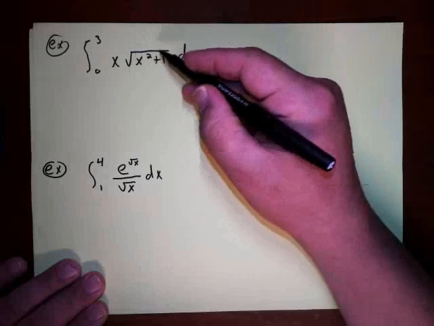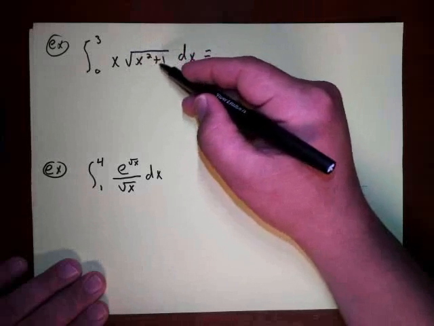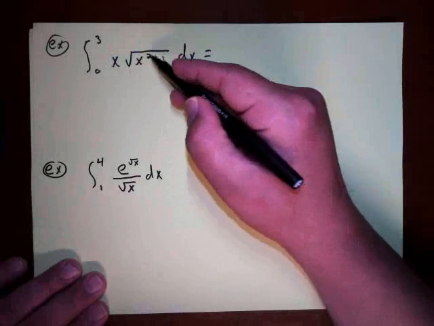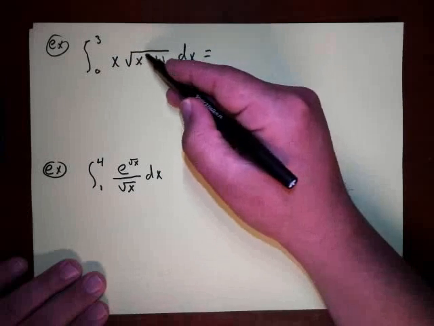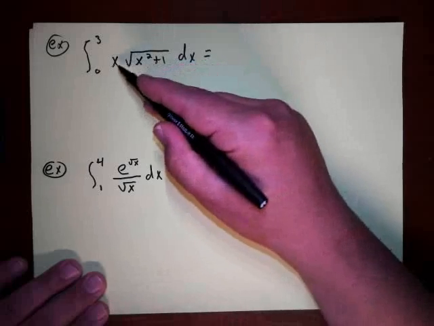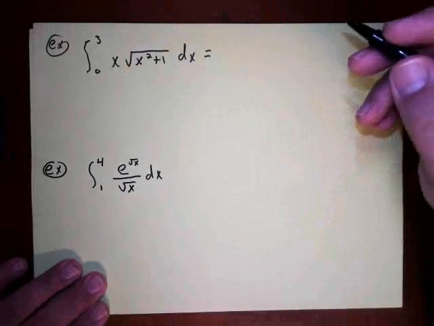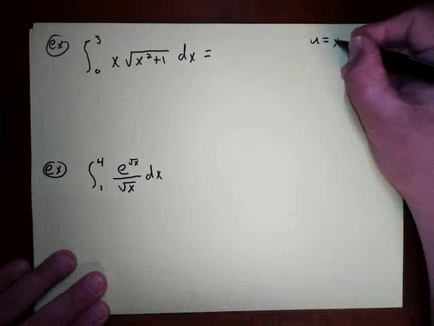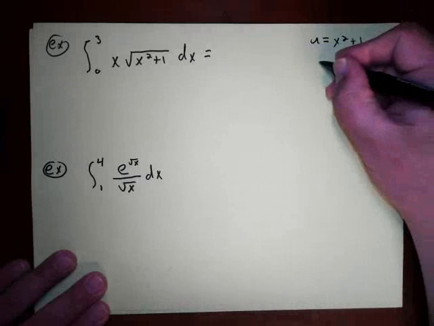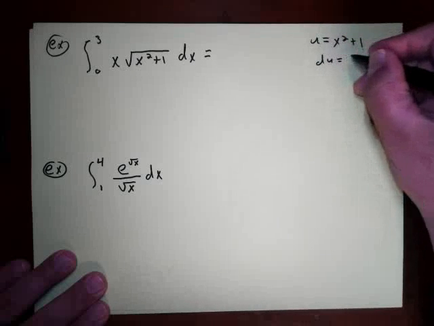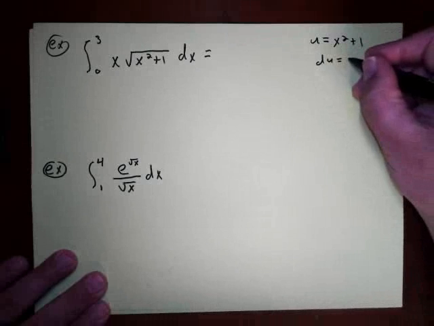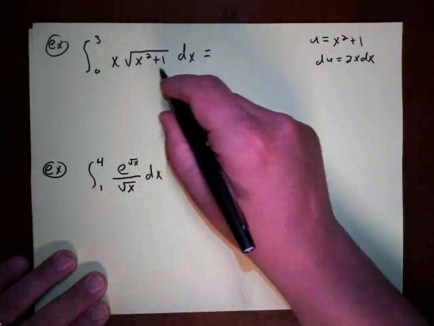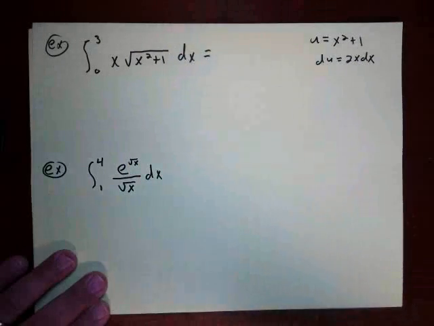What I see here is I'm going to need substitution, because underneath the square root I have x squared plus 1, and then x on the outside is almost the derivative of x squared plus 1. So the derivative of x squared plus 1 is 2x, and so the x on the outside only differs by a constant. So I'm going to let my u equal x squared plus 1. So then my du would be equal to 2x dx.